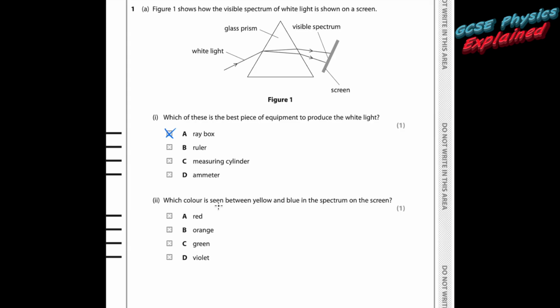Part 2. Which colour is seen between yellow and blue in the spectrum on the screen? Richard of York gave battle in vain. Red, orange, yellow, green, blue, indigo and violet. So what is between yellow and blue? It's green.